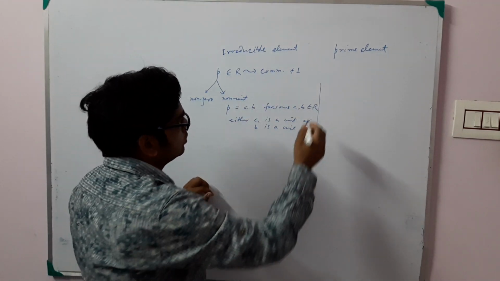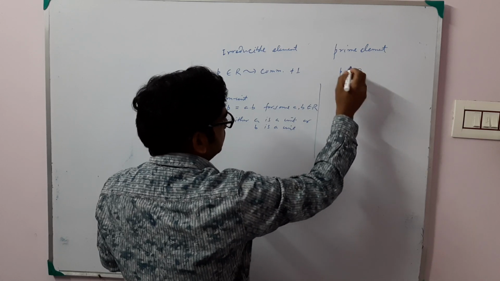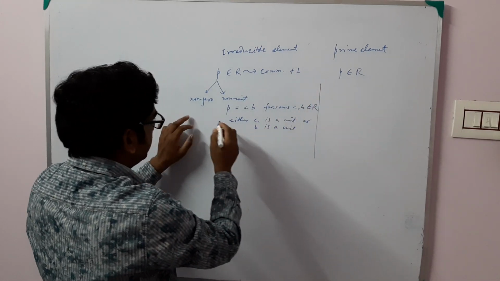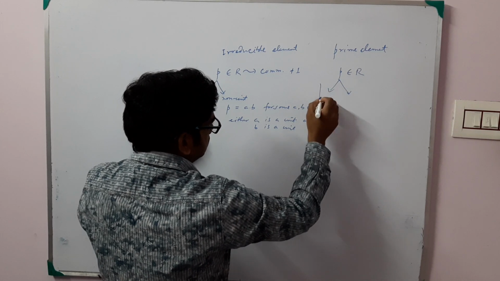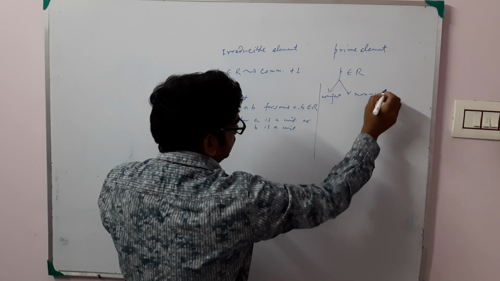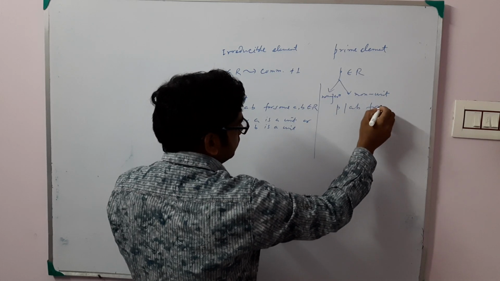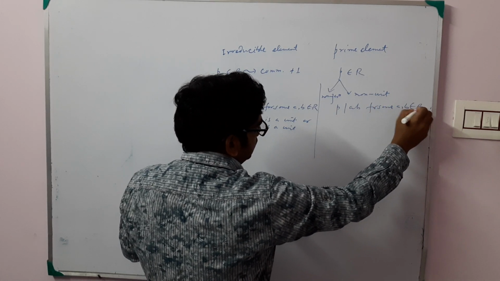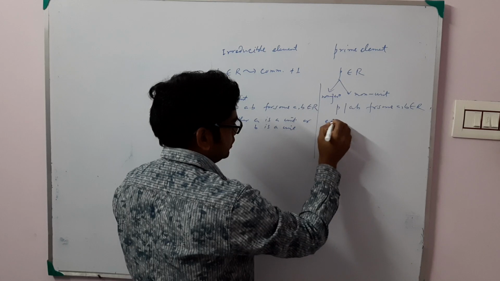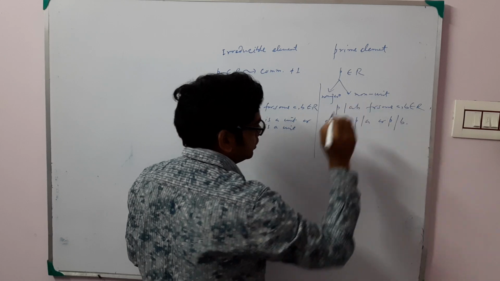Now we go for the definition of prime element. Here too, P is an element in a commutative ring with unity, P is non-zero, non-unit, and if P divides AB for some A, B in R, then P is said to be a prime element in R if either P divides A or P divides B.